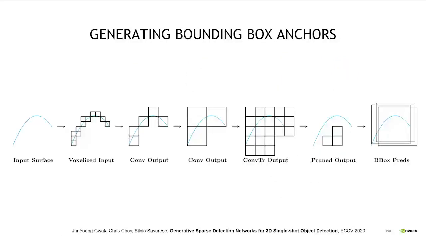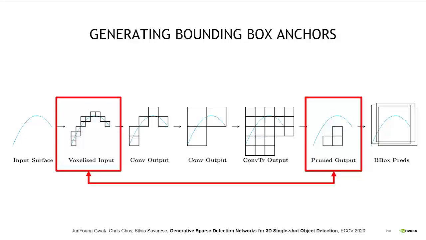So, for object detection anchor generation, we use a similar process. We start from the input point cloud, and then we apply a series of deconvolution and pruning layers to generate a new set of coordinates that contain anchors that are semantically different from the input point cloud.